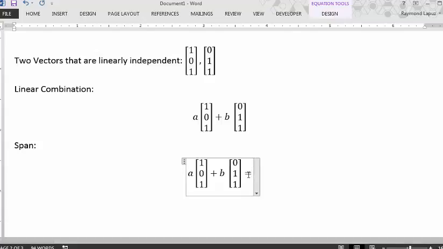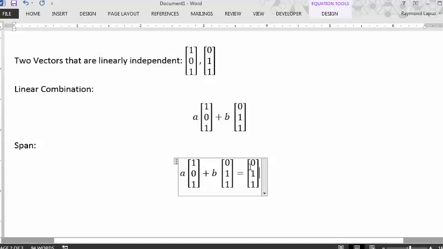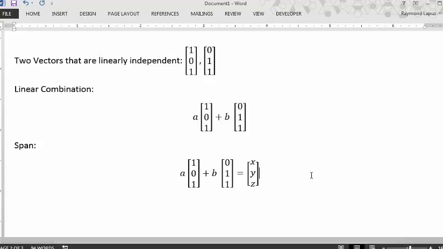And the span of this is what we would get. What is this equal to when we take the linear combination of those two vectors? So what we can do is imagine what kind of x and y and z values we are going to get by adding these two vectors, or by adding the scalar multiples of these two vectors.